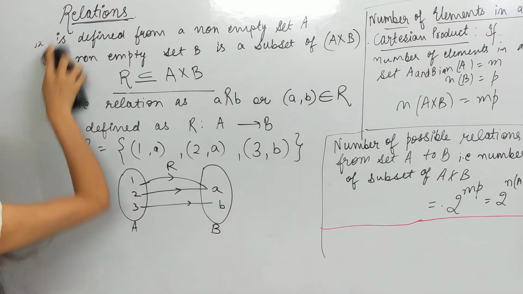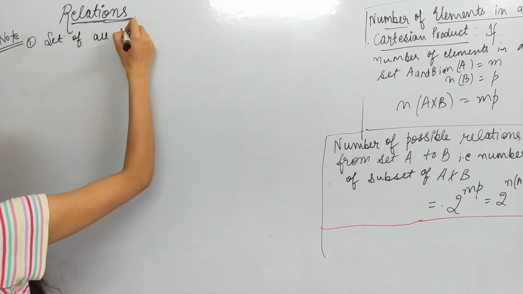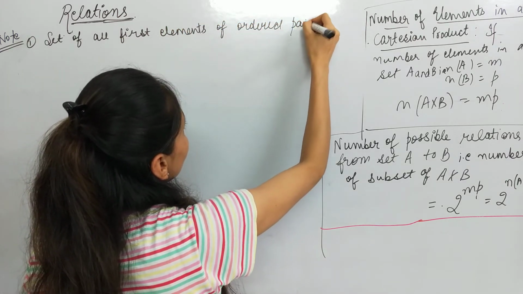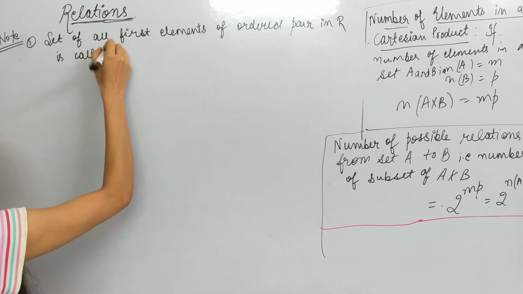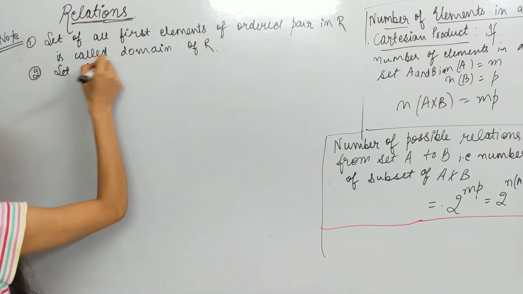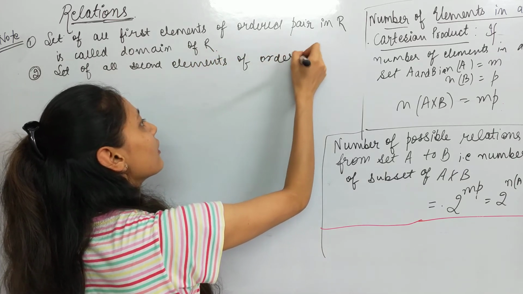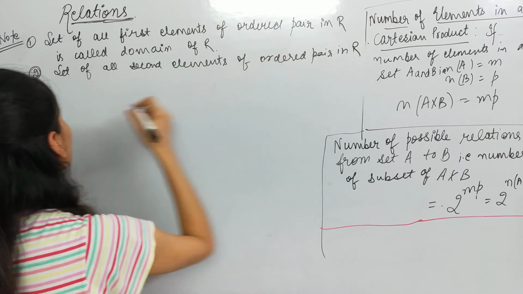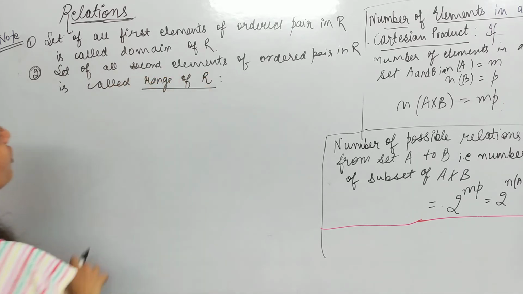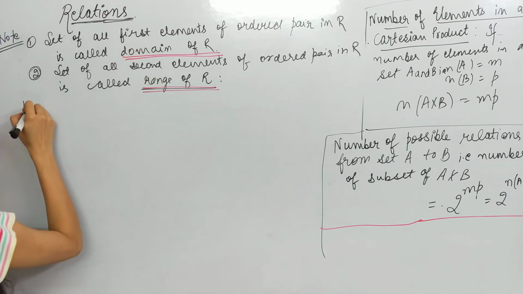Now if we see one example, note: first, the set of all first elements of ordered pairs in R is called the domain of R. And second, the set of all second elements of ordered pairs in R is called the range of R. So you have learned two terms here, domain of R and range of R. So let us see with an example what is domain and range of R.